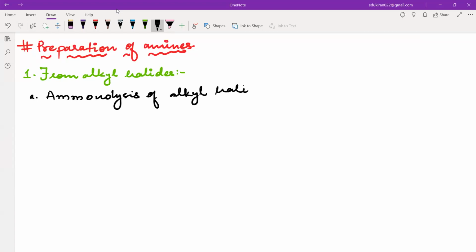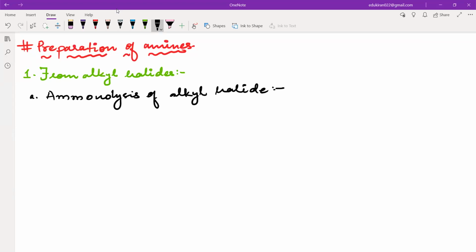Alkyl halide. So hydrolysis means reaction with H2O. Ammonolysis means reaction with ammonia. So you have RX. We have seen this reaction when we were learning about the reactions of alkyl halide.